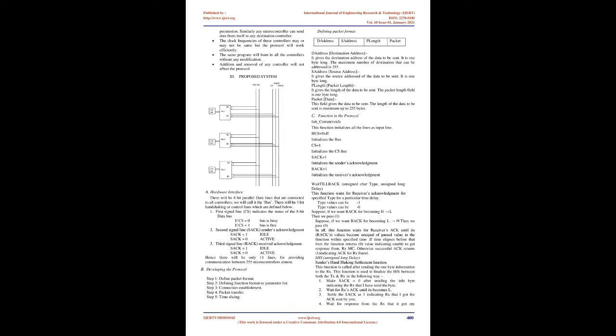1. Make SAC equal to 0 after sending the info byte, indicating to the RX that I have sent the byte. 2. Wait for the RX's SAC until it becomes L. 3. Settle the SAC as 1, indicating to the RX that I got the ACK sent by you. 4. Wait for a response from the RX that it got my settlement message.